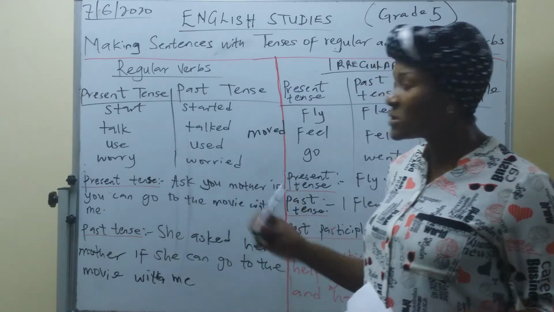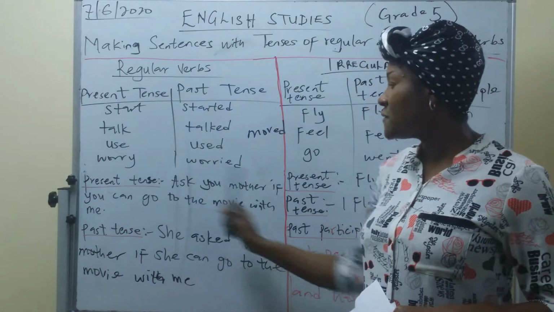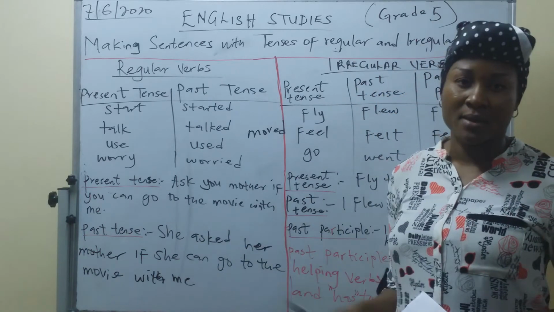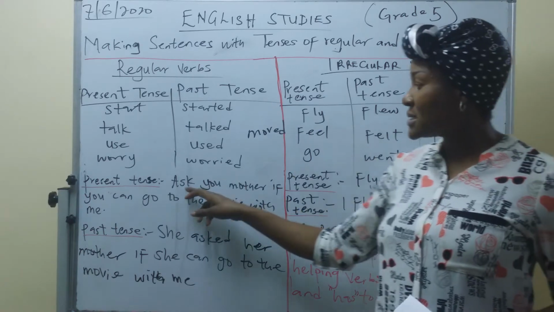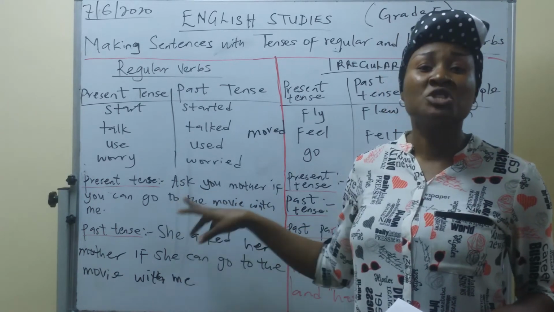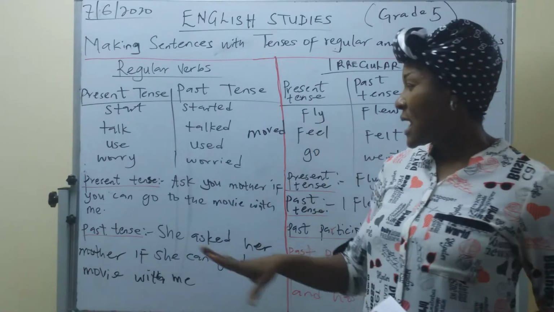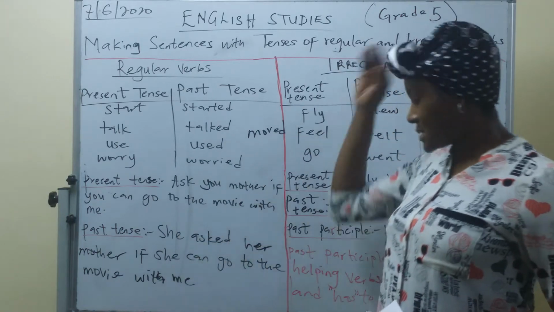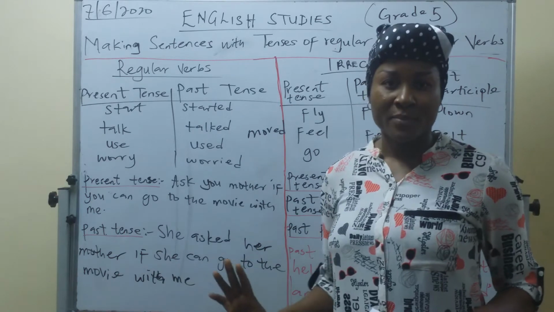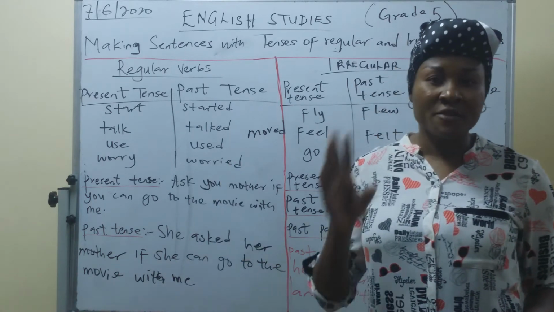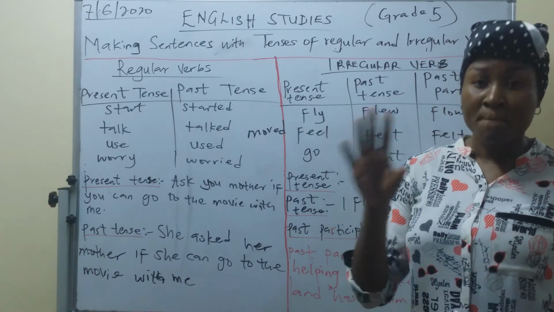In the present tense, we use the verb ask. Ask your mother if you can go to the movie with me. The word ask is in its present tense. Now, if you want to change it to its past tense, you are going to add -ed so that it will be in the past. She asked her mother if she could go to the movie with me. I have changed the verb ask by adding -ed to make it a past tense.